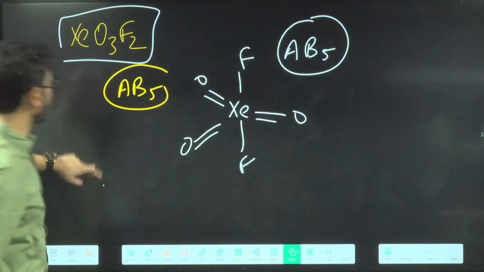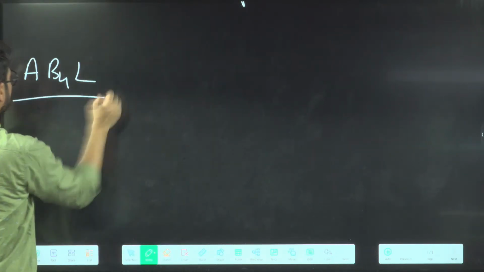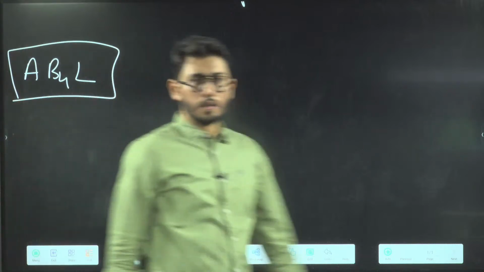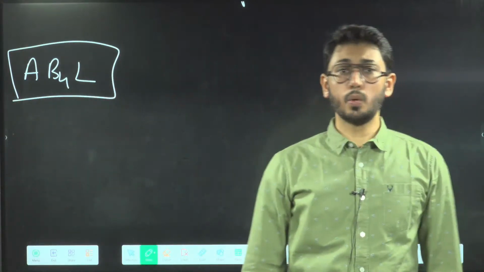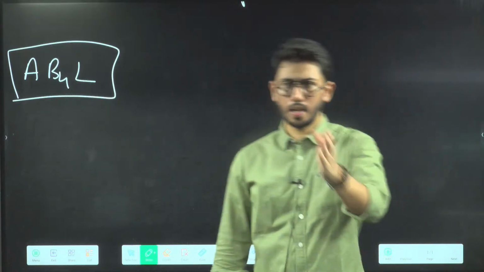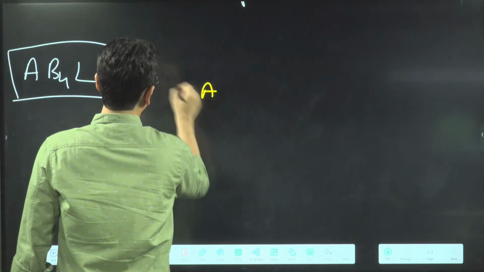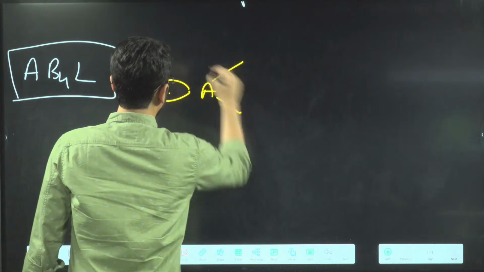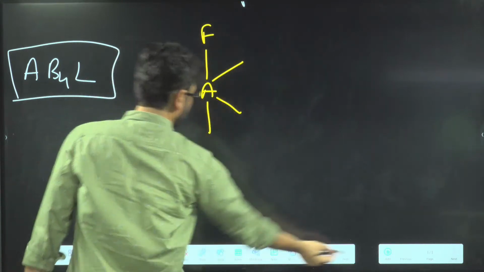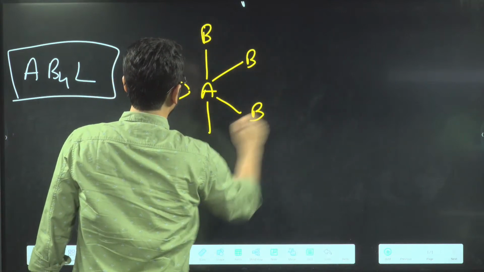Now starting with the next type. Which one? AB4L type structure. It is derived from which regular geometry? AB5, trigonal bipyramidal. Okay? The points you have written in the last class: the lone pair should occupy which position? It should occupy the equatorial position. So here, suppose a central atom A, the equatorial position holds the lone pair and the others are bond pairs. This is the AB4L type structure.